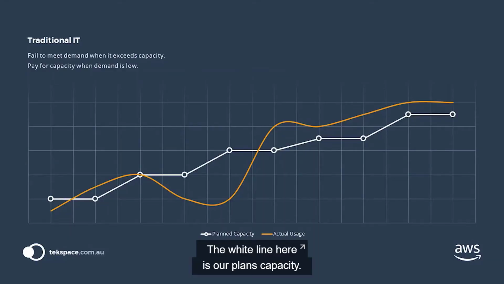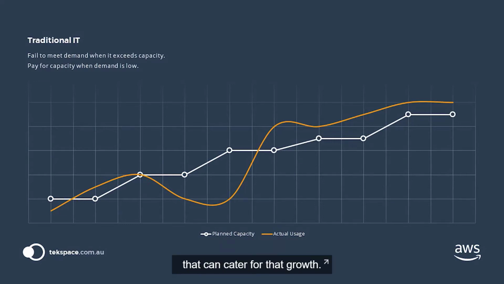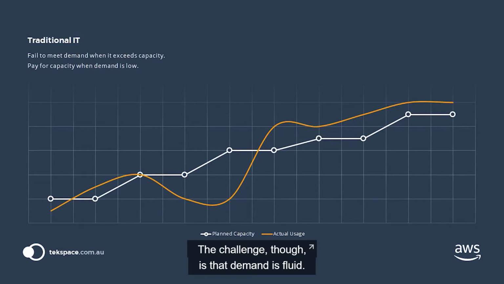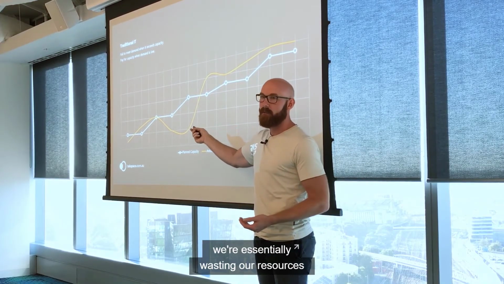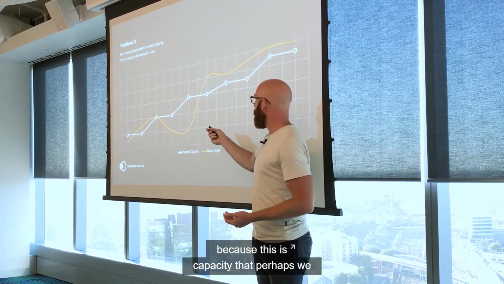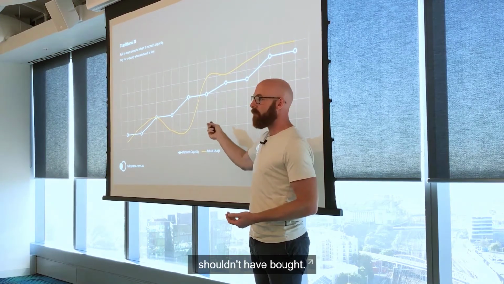The white line here is our sort of planned capacity. This is what we've bought our IT for, to handle, right? And we think our business is going to grow, so we've planned to buy IT systems that can cater for that growth. The challenge, though, is that demand is fluid. And whenever demand exceeds capacity, often what that means is that you end up with downtime, or at least systems that are slowing down. And whenever we're not using that capacity, we're essentially wasting our resources, because this is capacity that perhaps we shouldn't have bought, right?